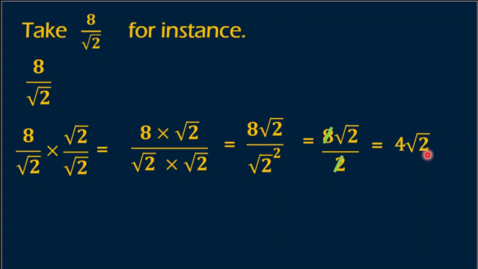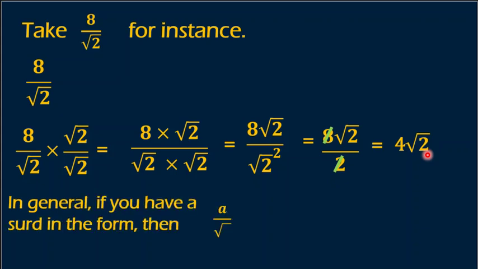We can take a general route. In general, if we have a surd in the form a over root x, then we take the denominator, which is the root x, and multiply it by both the numerator and the denominator like this. Root x over root x. Then we simplify this expression. We'll get a root x times root x squared.